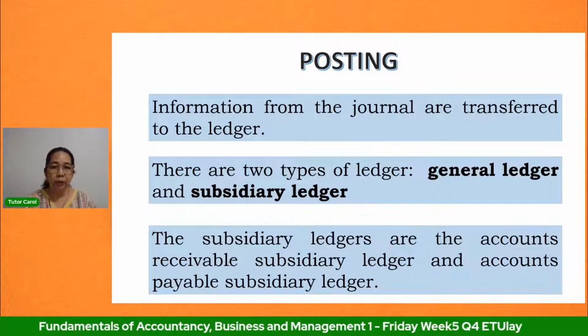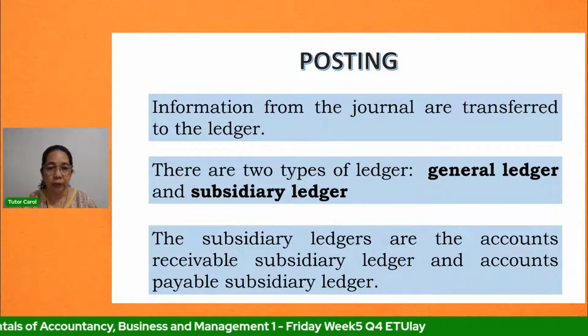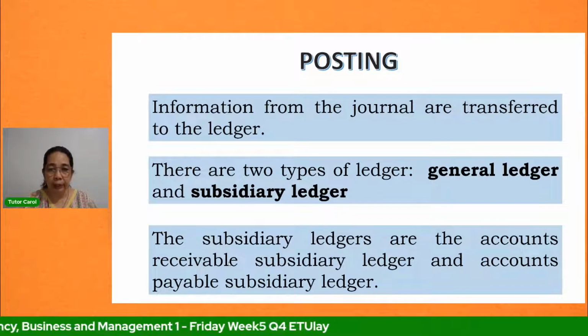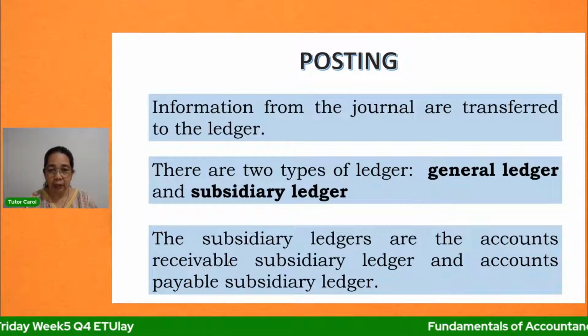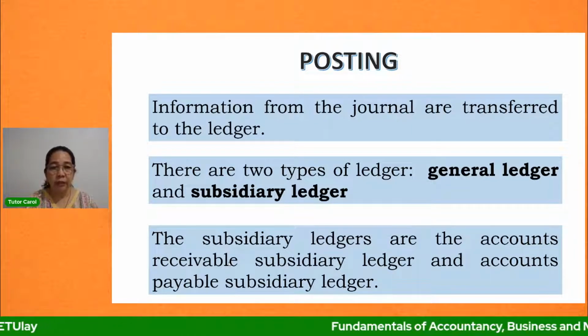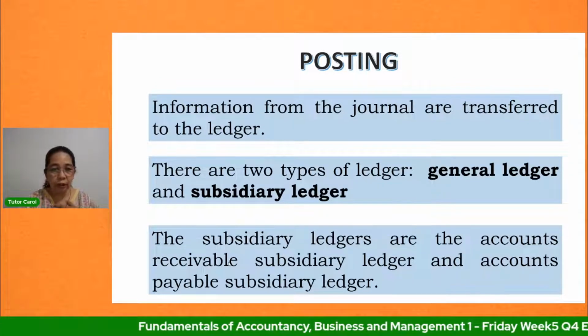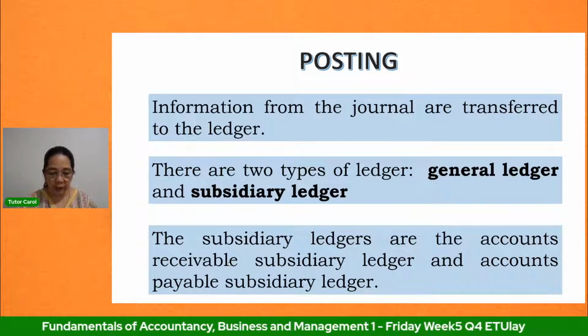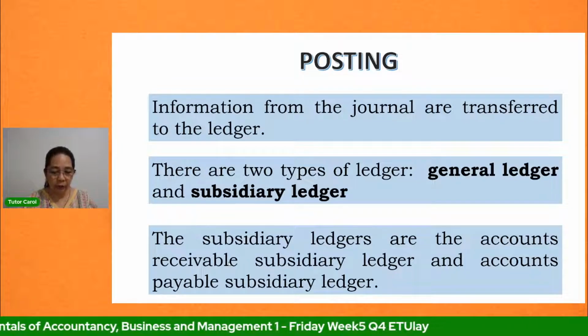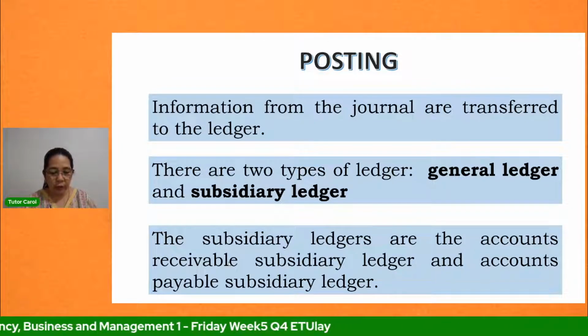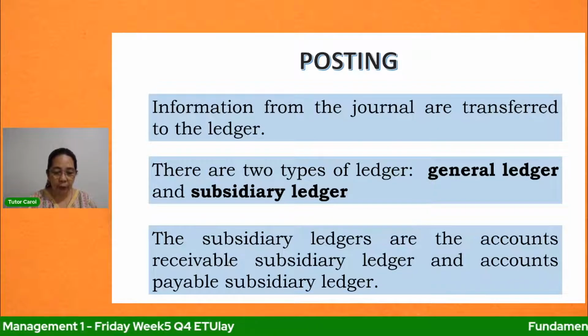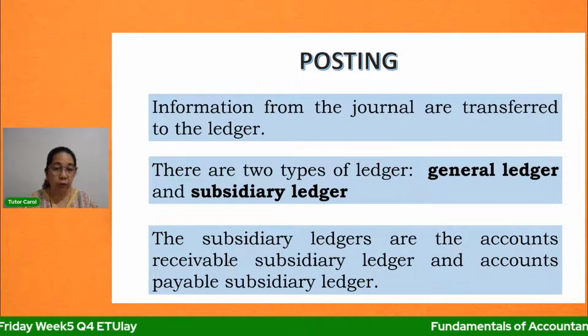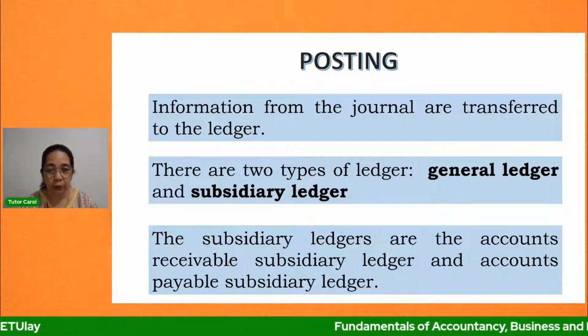So, information from the journal are transferred to the ledger. There are two types of ledger, the general ledger and subsidiary ledger. The subsidiary ledgers are the accounts receivable subsidiary ledger and accounts payable subsidiary ledger. The subsidiary ledger is used to track the per individual accounts of the company's customers and creditors.